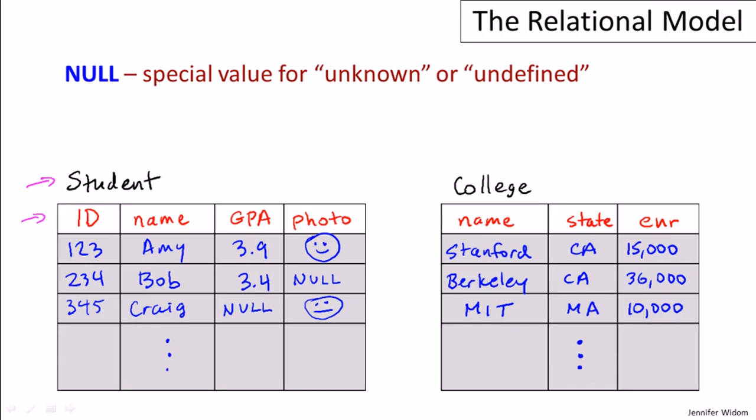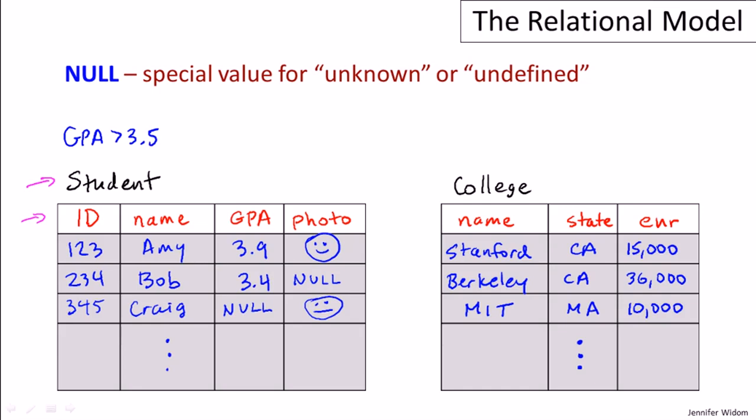So let's suppose we're asking a query over our student table of all students whose GPA is greater than 3.5. When we run that query on our database, obviously we'll get Amy out. Obviously we won't get Bob out, but should we get Craig? The answer is no. We don't know for a fact that Craig's GPA is greater than 3.5. So we'll only get one student out from that query.